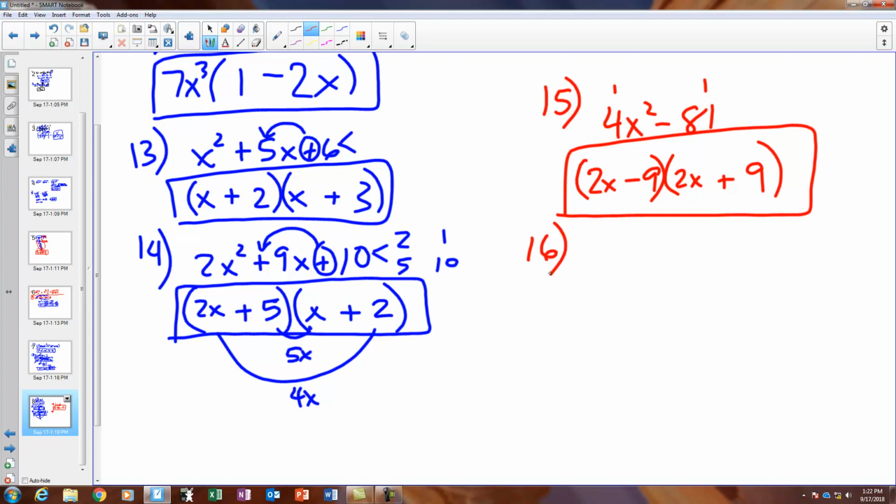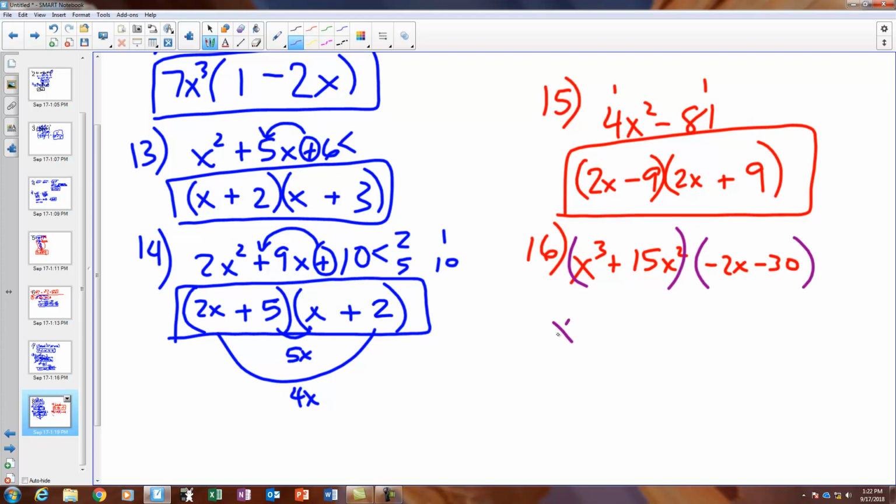Okay. Number 16 is our factor by grouping. It's x cubed plus 15x squared minus 2x minus 30. When you put in the grouping parentheses, it's really important that you keep the negative attached to the 2x. You wouldn't want to let it slide out and then have a difference of signs going on. That would be a lot of problems.